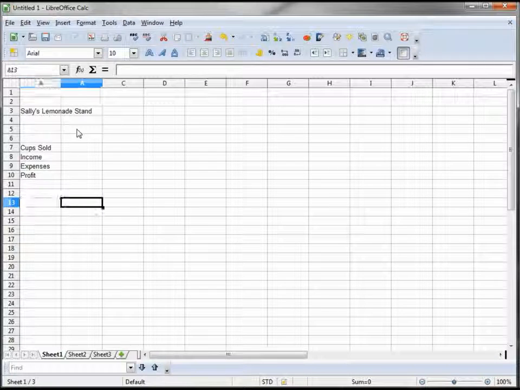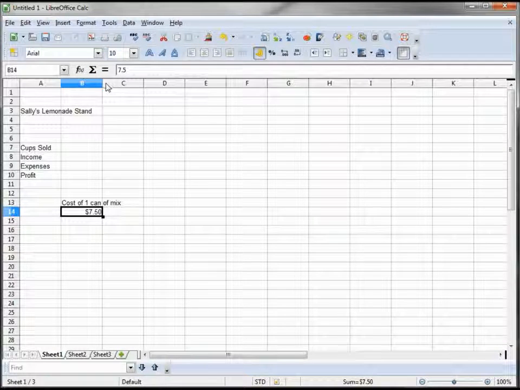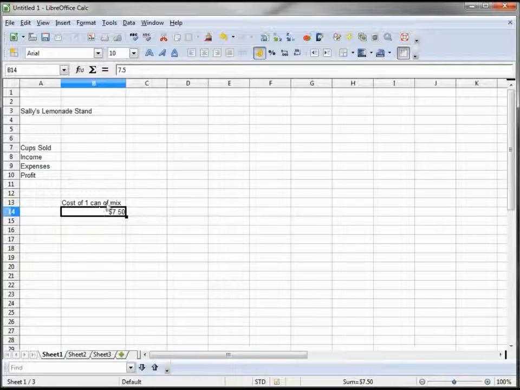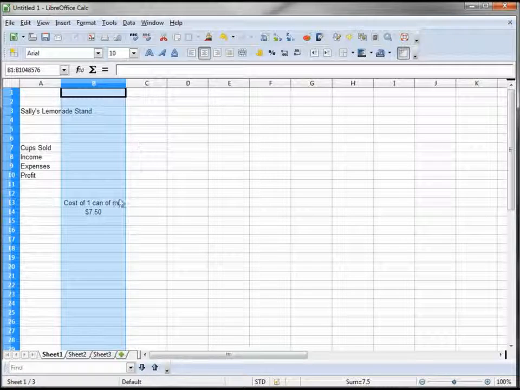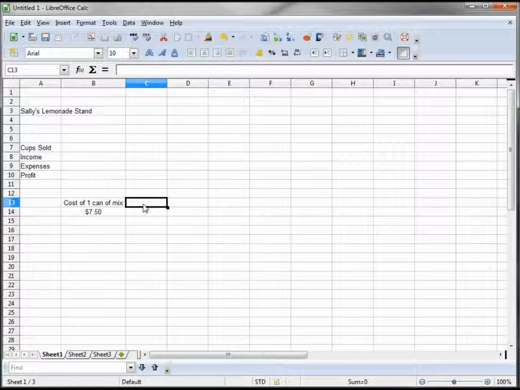From here we want to get the cost, and the cost of 1 cup would be from the can of mix she uses. So she buys this mix, cost of 1 can of mix, and that would be $7.50. So we're going to make this dollar signs, and we're going to auto size the column, and we also want to center it. So we have the cost of a can of mix is $7.50.